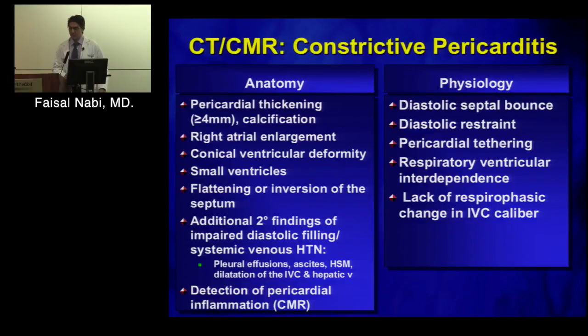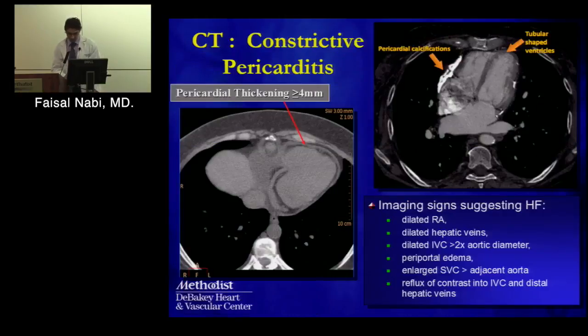The diastolic septal bounce, the diastolic restraint where the heart just kind of stops in the middle of ventricular filling, pericardial tethering, the respiratory ventricular interdependence, and then lack of respirophasic changes in the IVC.